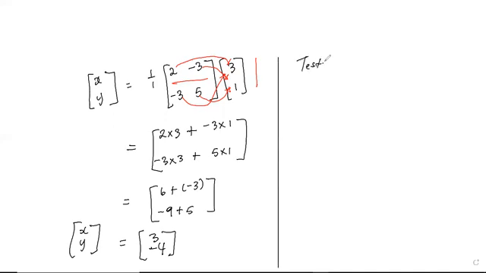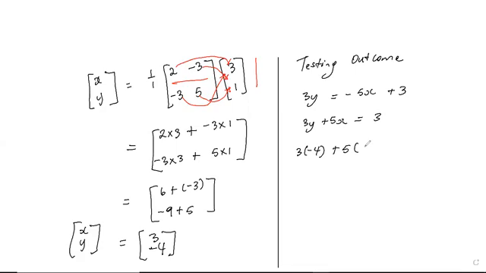So, testing outcome. Let's use the first equation, which says 3y equal -5x plus 3. If we rewrite this, it's going to be 3y plus 5x equal 3, right? Wherever I see y, I'm going to put -4. Wherever I see x, I'm going to put 3. And all of this must give you 3.